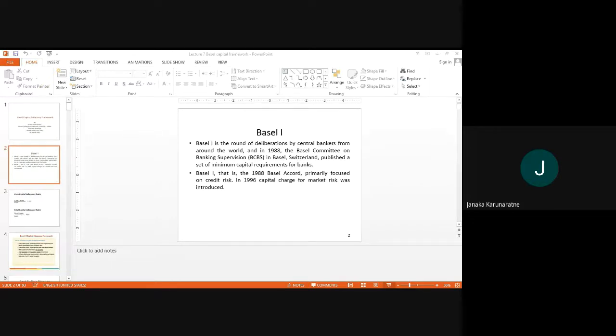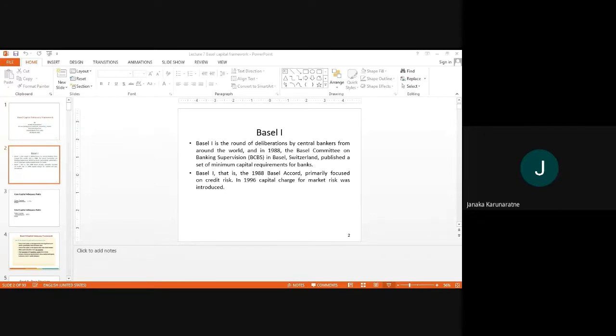Even though numerically, Basel covers credit, market, and operational risk, there are a lot of other risks which you may not measure in terms of a ratio, but a bank should have sufficient capital to cover those risks. So they make the capital allocation more risk sensitive.